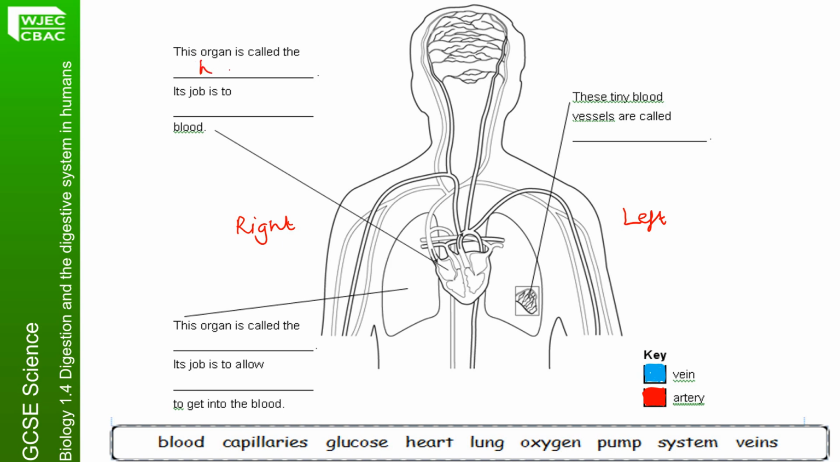So this organ is called the heart, and its job is to pump blood. We've already seen these organs before. This organ is called the lung, and its job is to allow oxygen to get into the blood, and we know that it also picks up the carbon dioxide in the lungs to remove it out through the respiratory system. The tiny blood vessels that surround each of the tiny little grape-like structures in the lungs, remember we called those grape-like structures the alveoli, are called the capillaries.